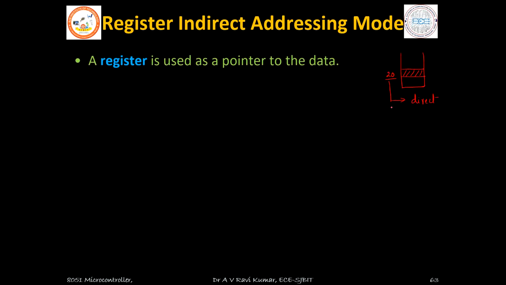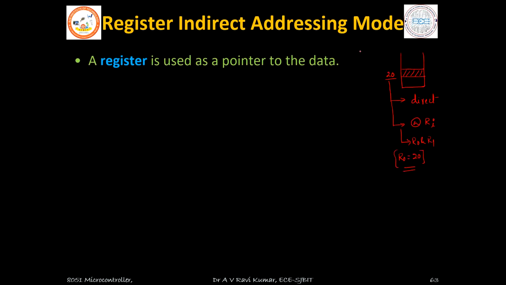So indirect means first I can mention this 20 into some other register. Let's say Ri. RI holds only two registers, that is R0 and R1. So let me have the R0, so that the 20 held in R0, that content is indirectly pointed to this data. So this is how I can mention it as indirect.